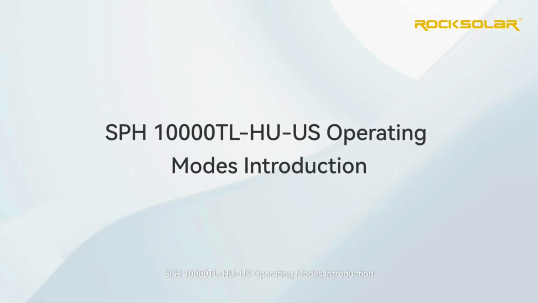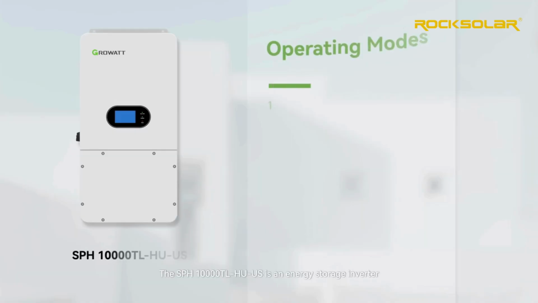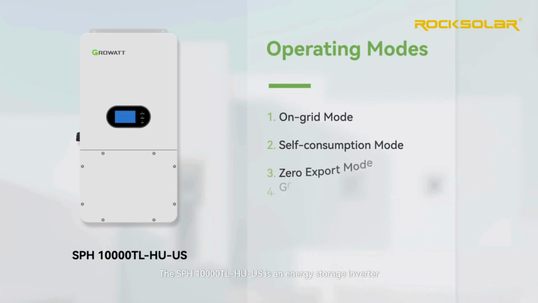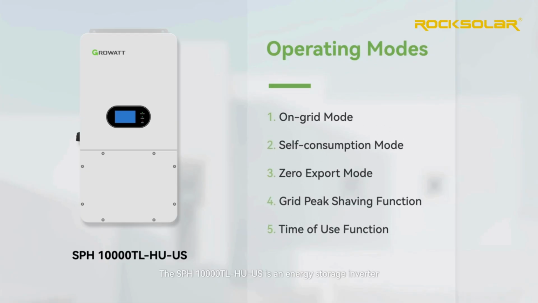SPH 10000 TL-HU-US Operating Modes Introduction. The SPH 10000 TL-HU-US is an energy storage inverter. It enables users to power their home loads using solar energy or export surplus solar power. Today, we will provide a concise overview of the operating modes of the SPH 10000 TL-HU-US.